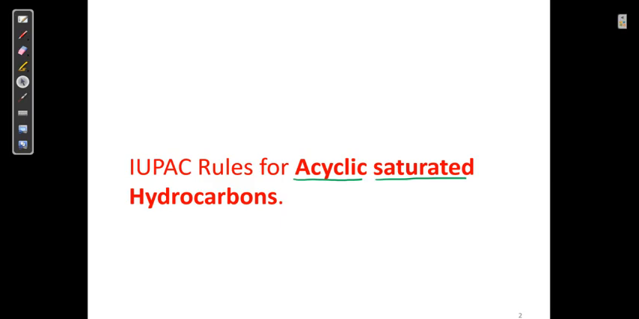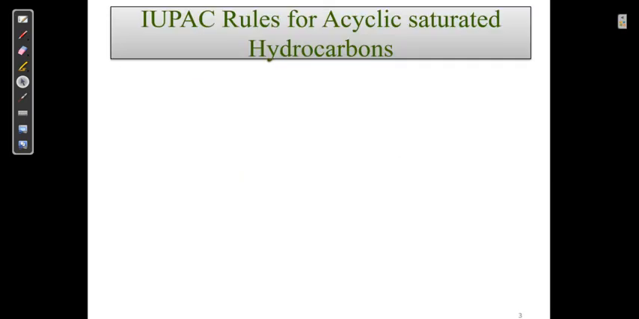containing carbon and hydrogen. First we'll see the rules and then go ahead to select the longest possible continuous chain. So the first rule is you have to select the longest continuous chain. All these words are important: longest continuous chain, that is known as the parent chain.